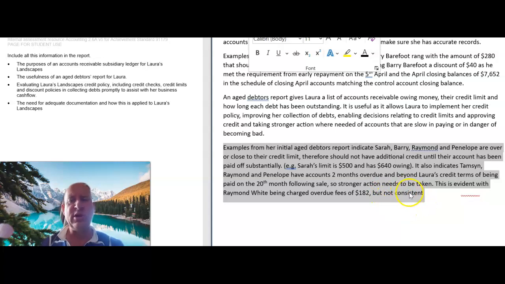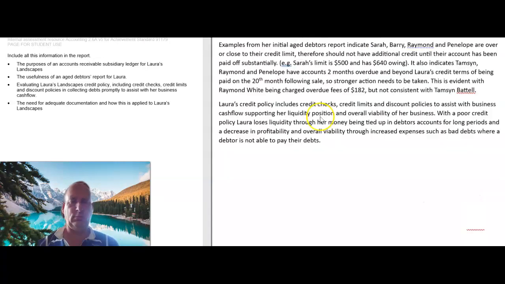All right, let's have a read through, type it up yourself. So the next section is actually our biggest one to do. This one's the credit policy, but we need to separate the credit check, credit limit, and discount policy. So what we've said is why it's important to start with, including in here supporting a liquidity position and overall viability. Just press pause and read through that and then type that one out, and then we'll continue.